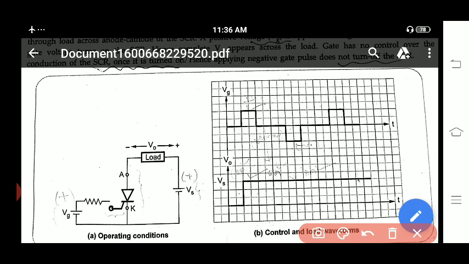And also you can see in the third cycle you have applied another VG. It also will not do any operation because your SCR is already in on state. We'll see what they have written here.